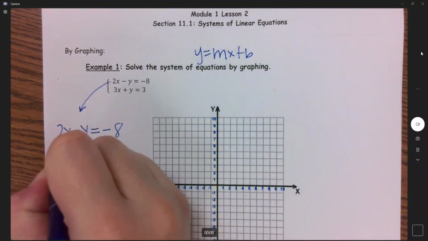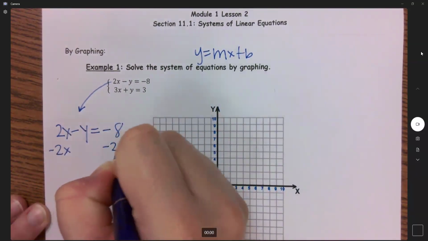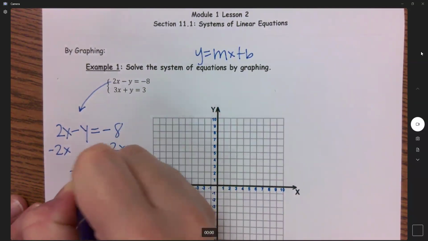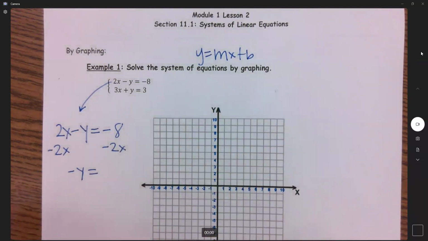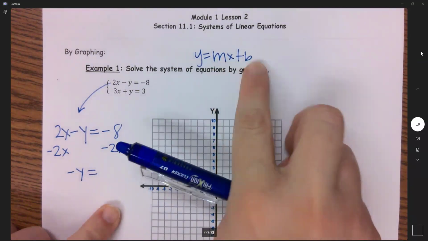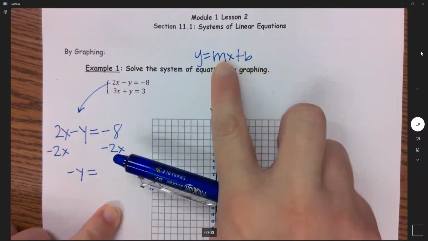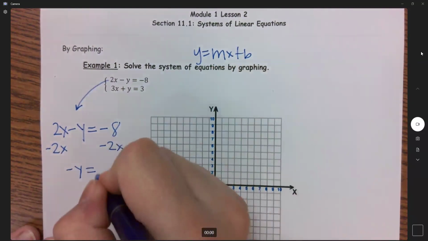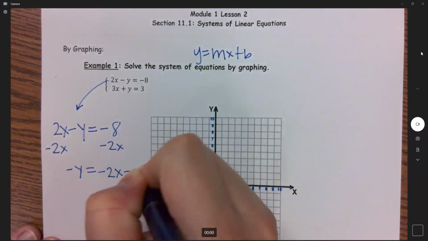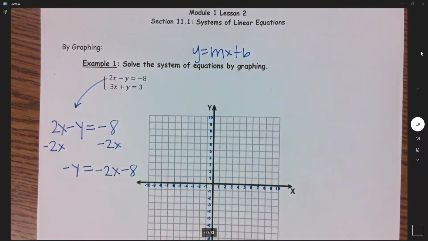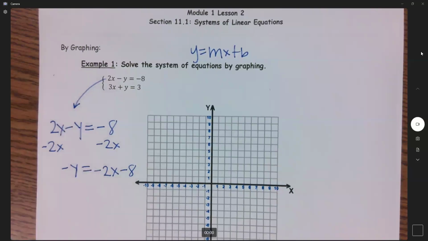So first thing we'll do is subtract our 2x over. So I'm going to bring down my negative y. And because I want this in mx plus b, I want that x first. So this is going to be negative 2x minus 8. Okay, I cannot combine these. These are not like terms. That is not negative 10x.